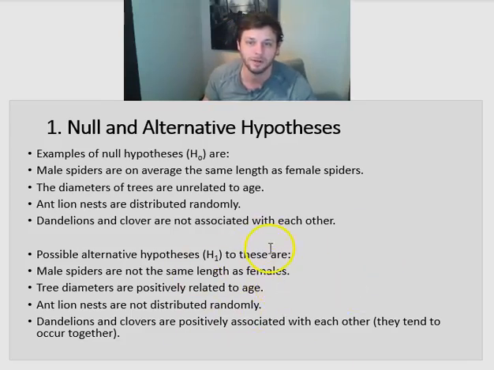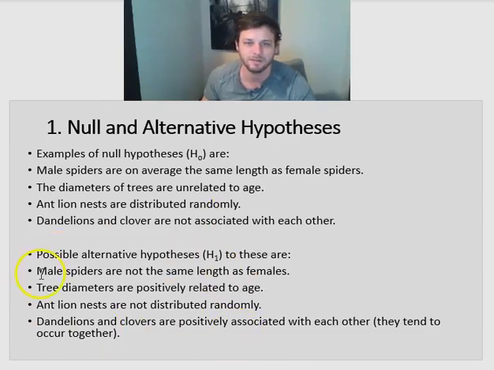Possible alternative hypotheses: you see H0 or H-naught is a short version of saying null hypothesis, while your alternative is H1. So the alternative for the spiders would be male spiders are not the same length as female spiders. Tree diameter is not positively related to age. Antlion nests are not distributed randomly, and dandelions and clovers have no positive association with each other.